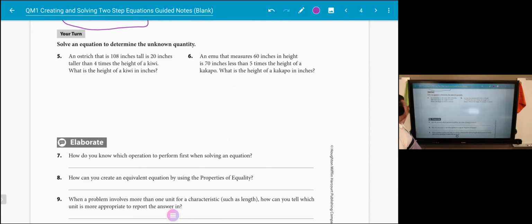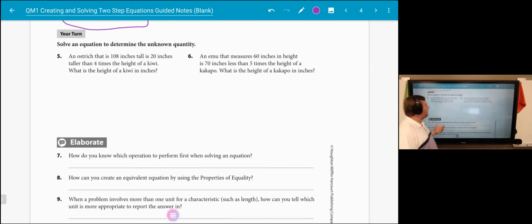Let's look. Number 5 says an ostrich that is 108 inches tall is 20 inches taller than 4 times the height of a kiwi. Oh my gosh, not the fruit. I can see you, not the fruit. Both birds here. What is the height of a kiwi in inches?